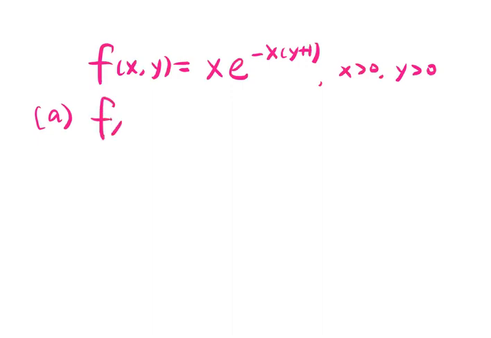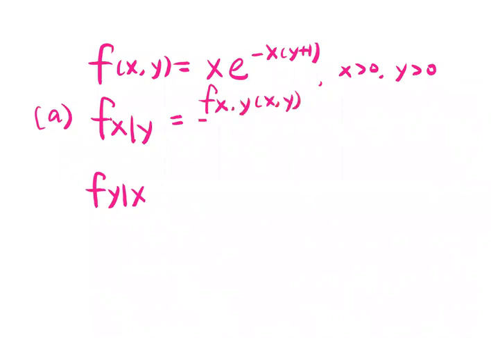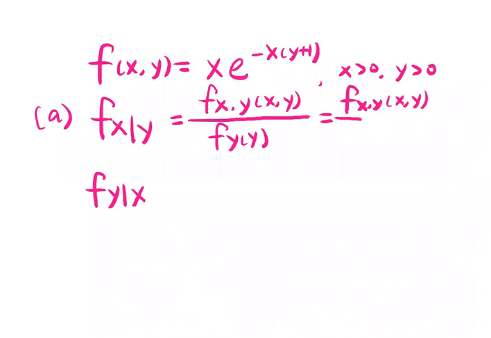the conditional of x given y and the conditional of y given x. So you have the joint. By definition, in order to get x given y, we should get the joint of x and y divided by the marginal of y. And you know the joint, which is given in the question. And the marginal of y is obtained by integrating the joint with respect to x. So this is what you should do.